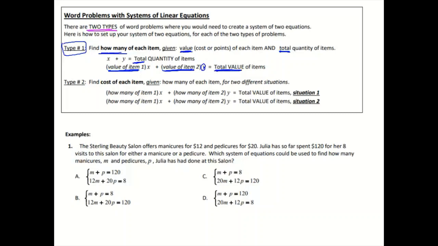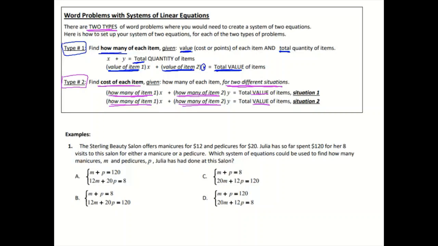Our second type is when we're asked to find the cost of each item, given how many of each item for two different situations. So in this case, both of the equations should look similar, just with different numbers. For type 1, your two equations will look different. Here you're going to have how many of item 1 with an x, how many of item 2 with a y, and the total value in the first situation. Then we're going to have how many of item 1 and how many of item 2, and then the total value in our second situation. So let's take a look at what these could look like.